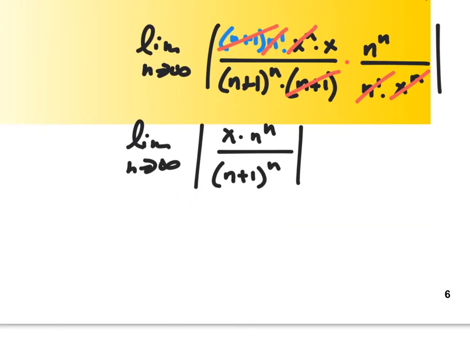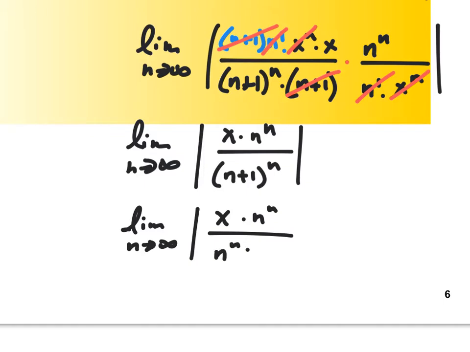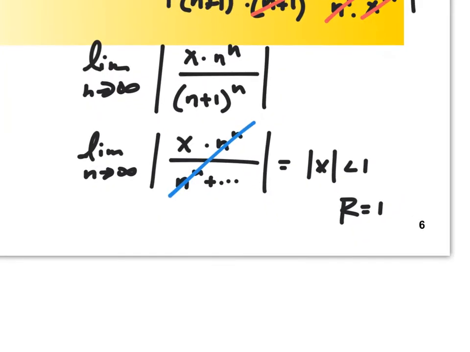Alright, so what's going to happen here is as n goes to infinity, we've got our x, we've got our n to the nth. x is kind of like a coefficient of n to the nth. If I were to expand that, my highest power term would be n to the nth plus a bunch of other garbage after it. So this would go to 1. Therefore, it would go to the absolute value of x, and we want that to be less than 1. So clearly our radius here would be 1, and our potential interval of convergence, potential again, would be that.